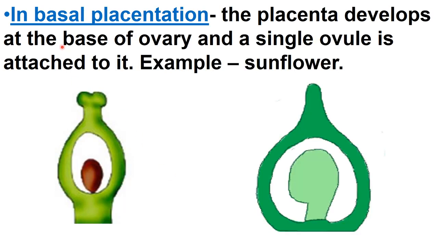Now the next type of placentation is basal placentation, and here the placenta develops at the base of the ovary. As you can see here, this is the ovary, and this is the base of the ovary. So the placenta is present at the base of the ovary, and the ovule is attached to the base of the ovary, right? An example of such placentation is found in sunflower.